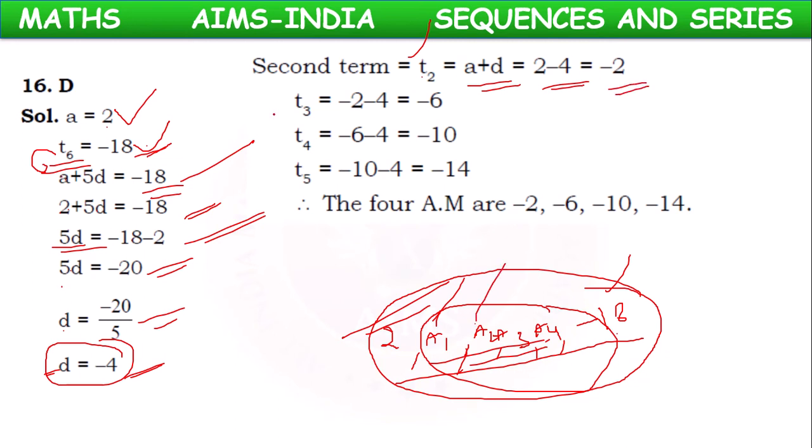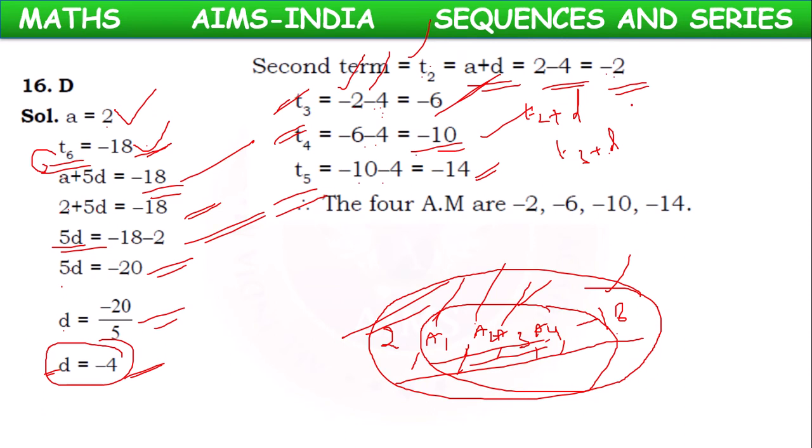And A2 means third term, T3. For T2 we have to add the d value. T2 value is minus 2. For that we have to add d. So T3 formula, T2 plus d. So minus 2 minus 4, which is equal to minus 6. Next, A3 means fourth term. Fourth term formula, T3 plus d. T3 value minus 6, d value minus 4, which is equal to minus 10. In the same way, T5, minus 10 minus 4, which is equal to minus 14.